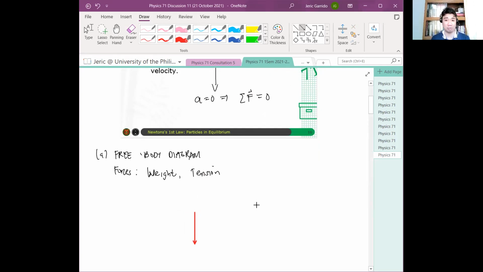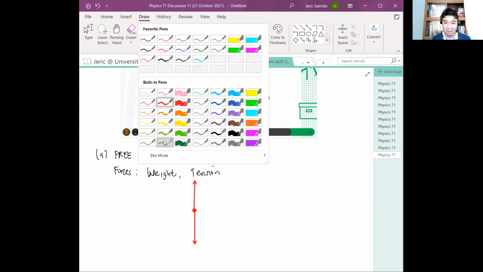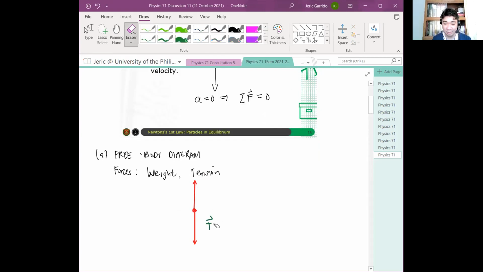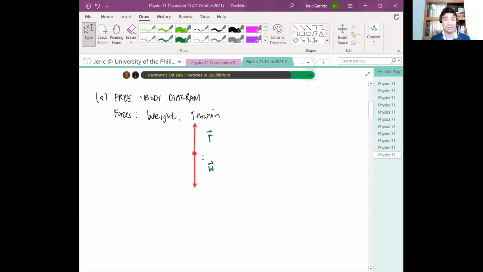Ano yung direction ng tension? So upward. Upward, tama. Yan. Tapos i-connect ko na lang sila ng dot. Tapos gagamit ako ng green. So this is weight, W vector, and this is tension, T vector. Okay, so that's your free body diagram. Nakuha? Medyo tabingi yung tension, pero okay lang yan. Okay, nakuha?